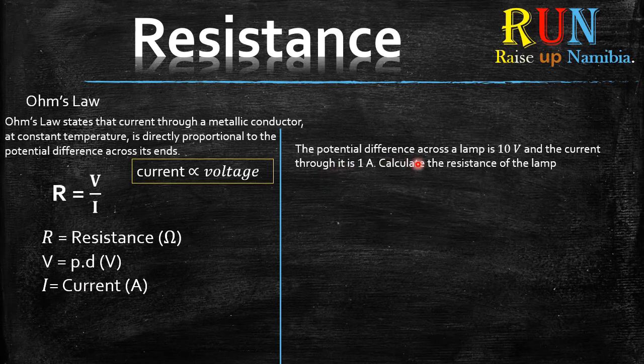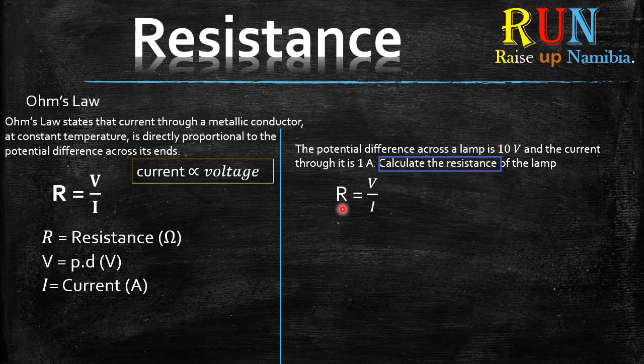So here we have the potential difference across a lamp is 10 volts and the current through it is 1 amp. Calculate the resistance of the lamp. Now when you bring out your formula, you want to check through your statement again. What are you asked to calculate?